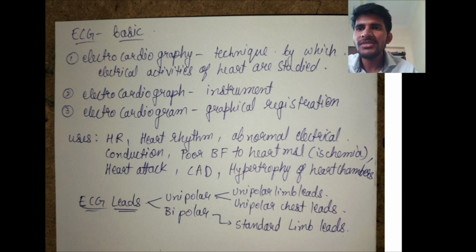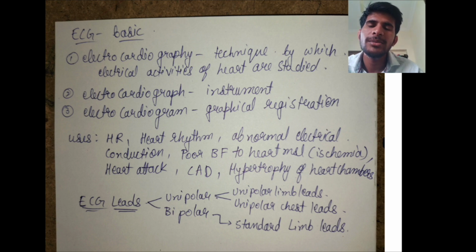Next, what are the uses of this ECG or EKG? ECG is also known as EKG. Heart rate, heart rhythm, abnormal electrical conduction, poor blood flow to the heart muscle, that is ischemia, and heart attack, coronary artery disease, CAD is coronary artery disease, hypertrophy of the heart chambers. These diseases can all be determined by ECG or EKG. That's why ECG is one of the major laboratory diagnostic techniques.